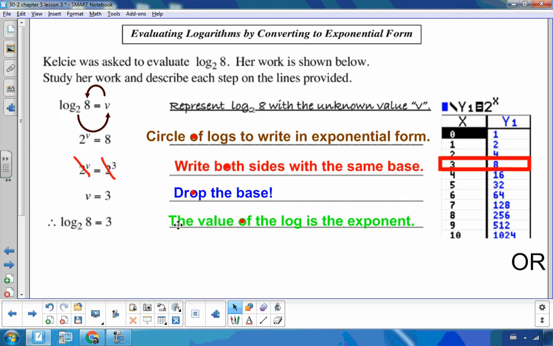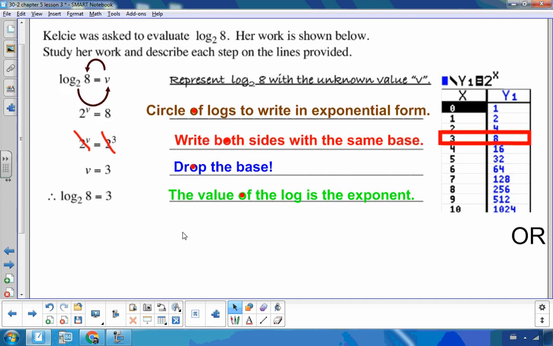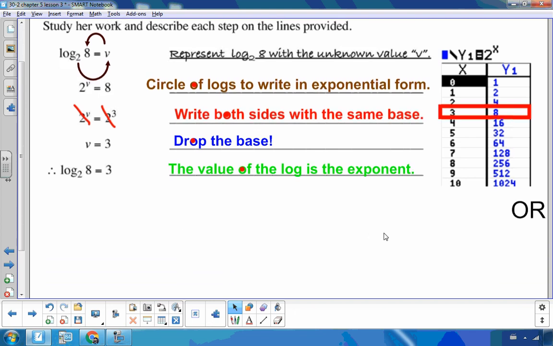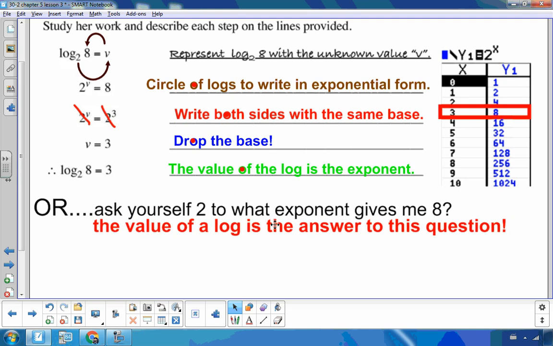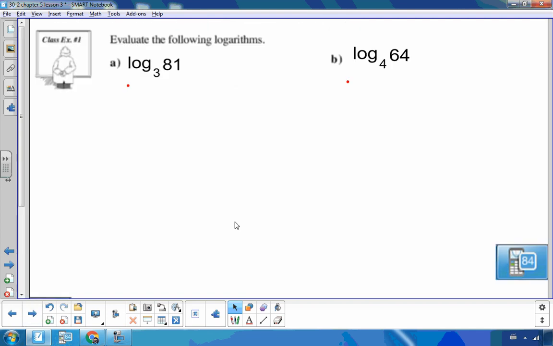So the value of a log is actually the exponent in an exponential equation. Instead of doing all of those steps, what I could do is just ask myself, 2 to what exponent gives me 8? Well, you see through this example that 2 cubed equals 8, and that was the answer, the exponent of 3. So let's use that strategy in a couple other questions.